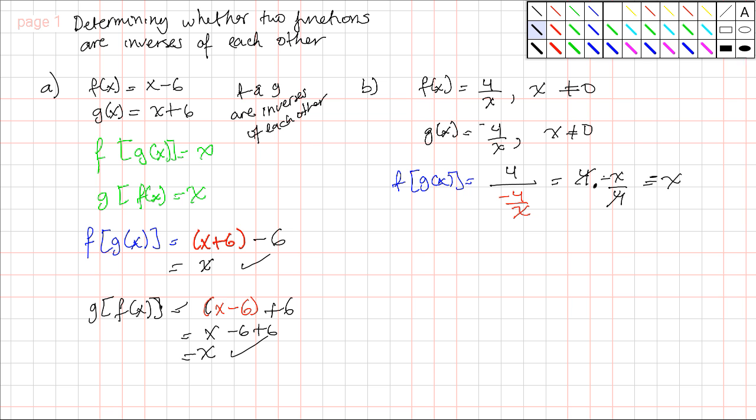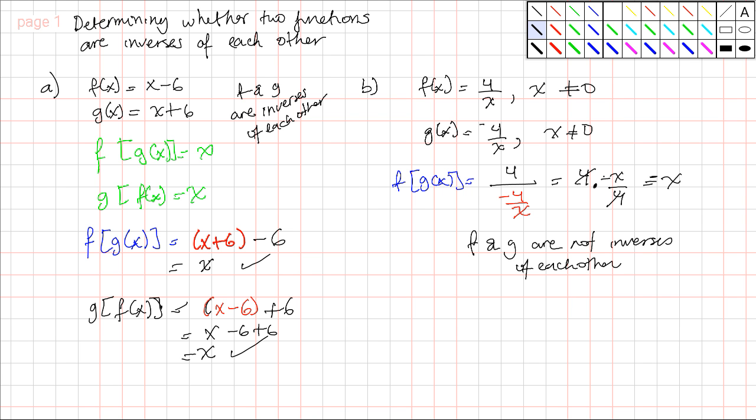So just by looking at this, we can see that this function does not satisfy the first condition. We could go and check the second condition, but if it doesn't satisfy the first condition, we can already say that these two functions are not inverses of each other. So for example B, we can say that f and g are not inverses of each other.